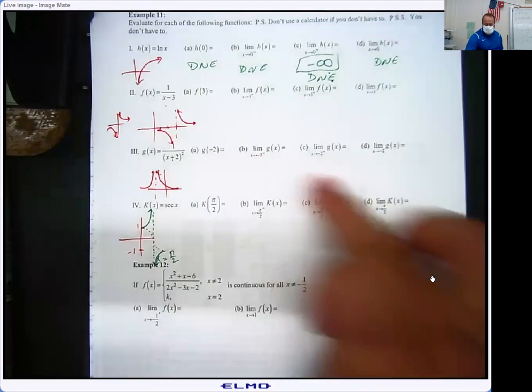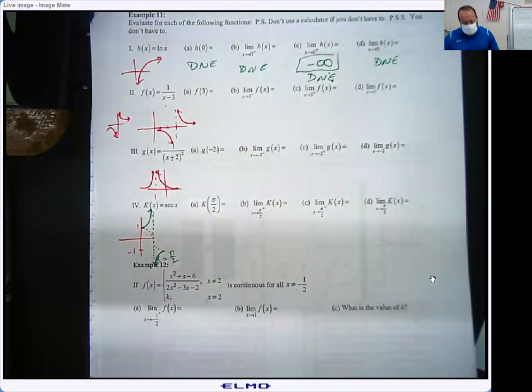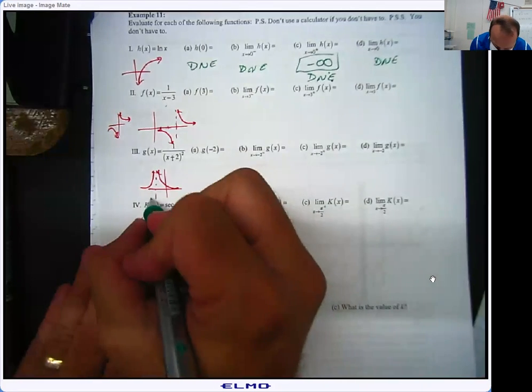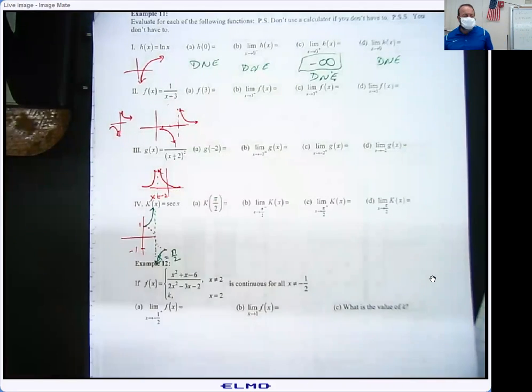Can you fill out these here for me? Numbers 2, 3, and 4. Again, hopefully the picture right here helped you be able to understand what's going on there.